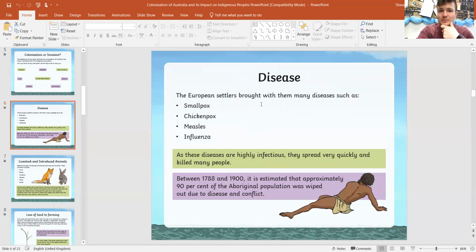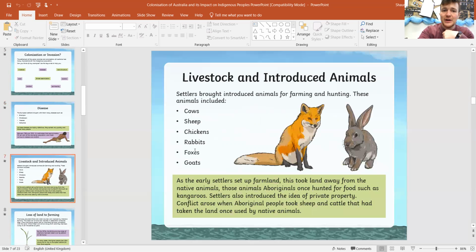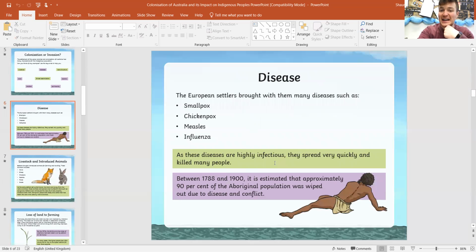So the European settlers brought with them many diseases. Like I said, they didn't bring them with them in a box or something. They had these diseases and then passed them on to people. Smallpox, chickenpox, measles, and something called influenza. As these diseases are highly infectious, they spread very quickly and killed many people. And you've got to think about it as well. The indigenous people there did not have the sort of medication we might have had then. So it had a huge effect on their numbers.